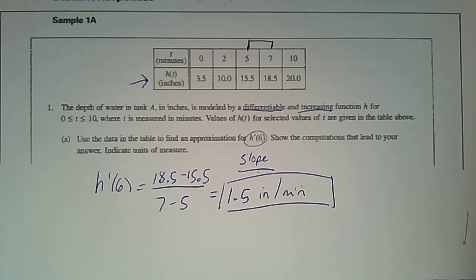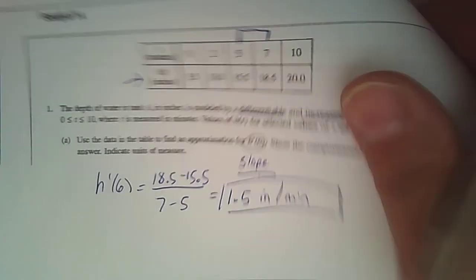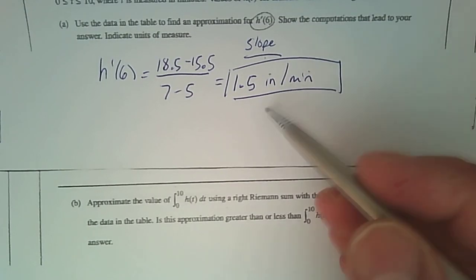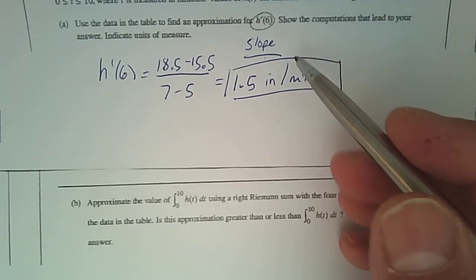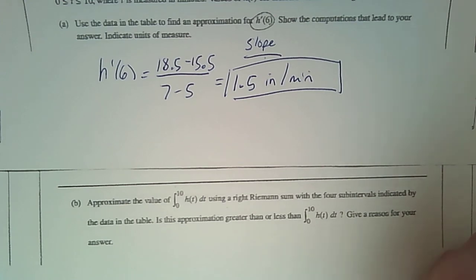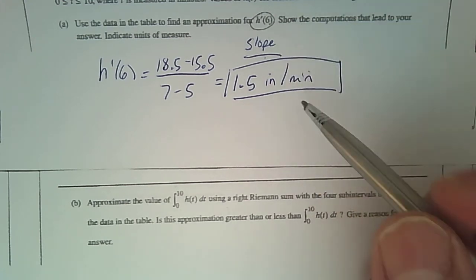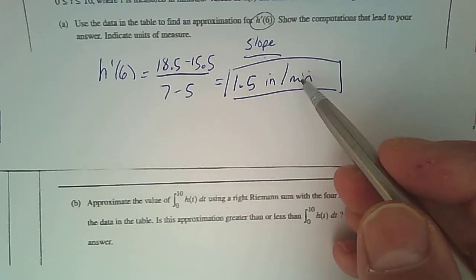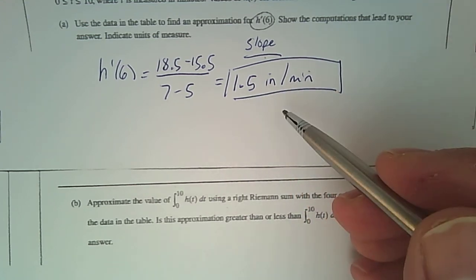All right, B. You could also be asked in 1A what the derivative means. The derivative would mean at approximately 6 minutes, the rate the water is entering into the tank is about 1.5 inches per minute at 6 minutes. That's what it means.